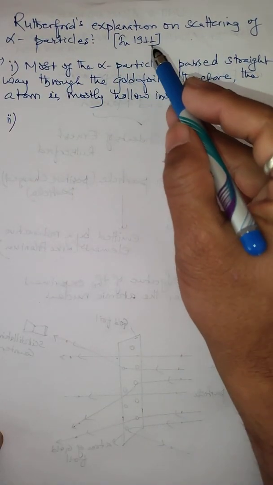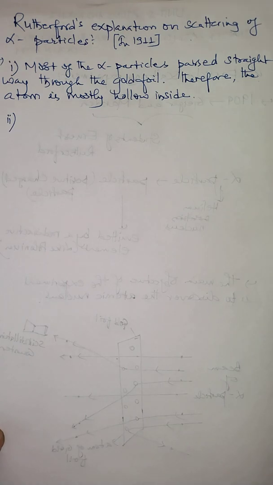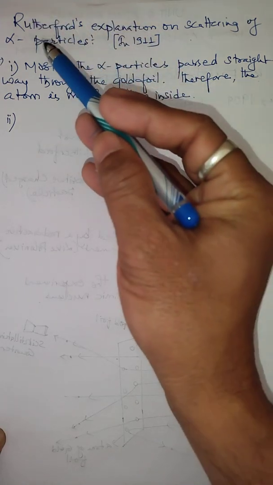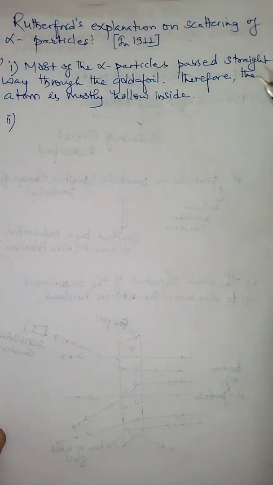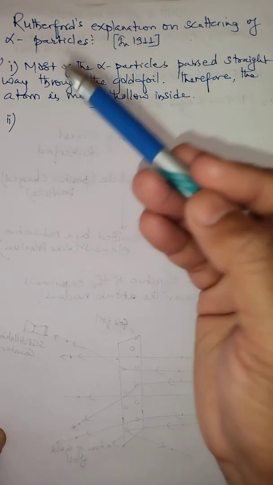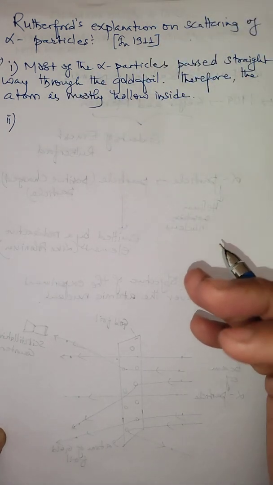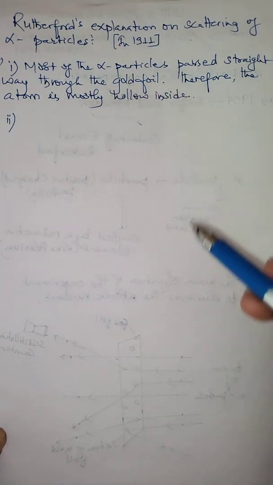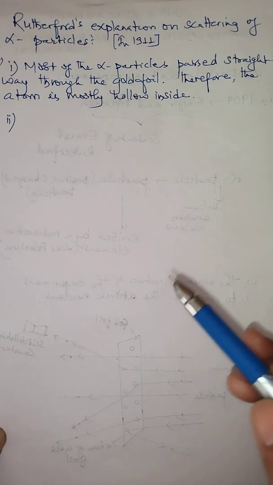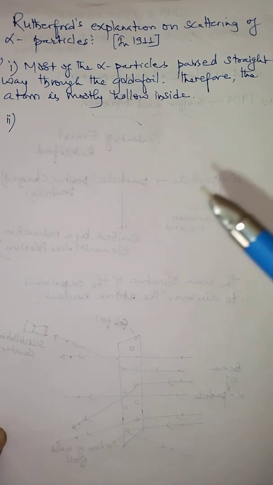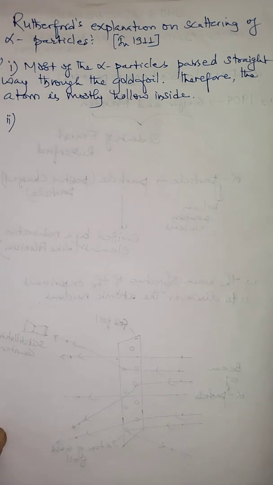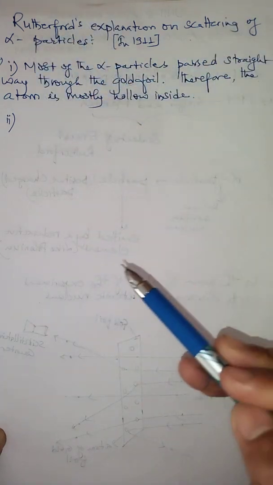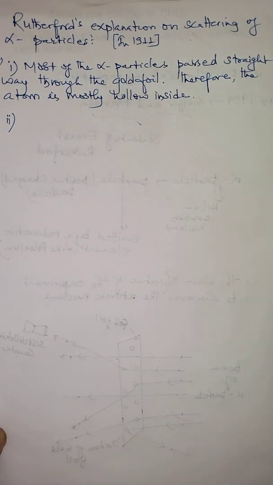So in the year 1911, after 2 years, where two scientists performed this experiment called the alpha particle scattering experiment, Ernest Rutherford made a clear explanation of the scattering of alpha particles. That means why a large range of scattering of alpha particles takes place when they are made to be incident on the what? Gold foil. The main objective of this experiment is the discovery of what? Atomic nucleus.